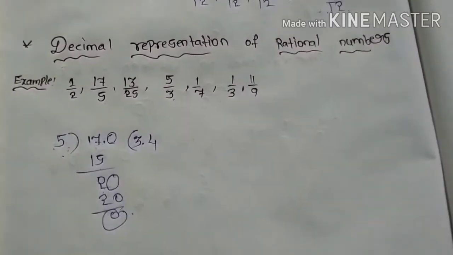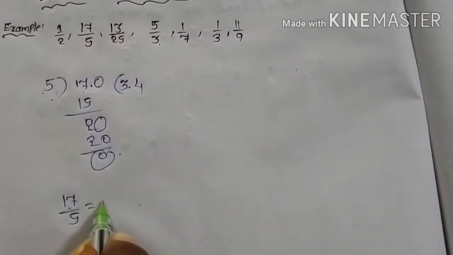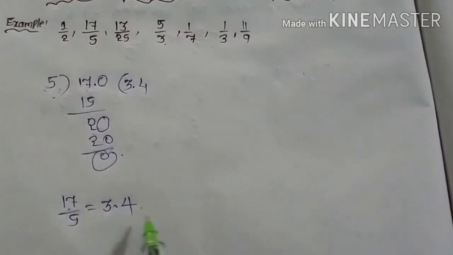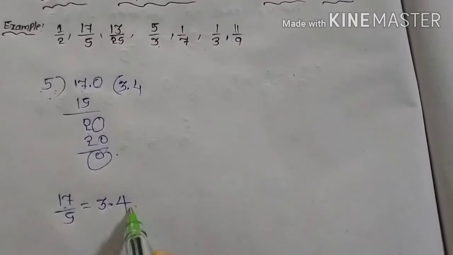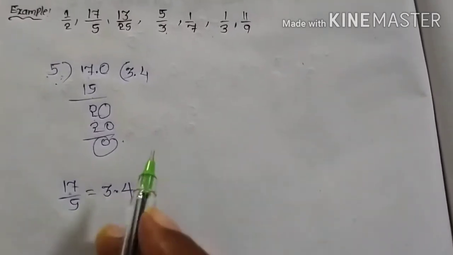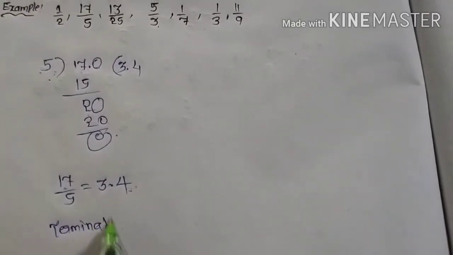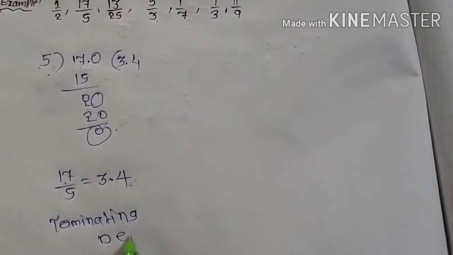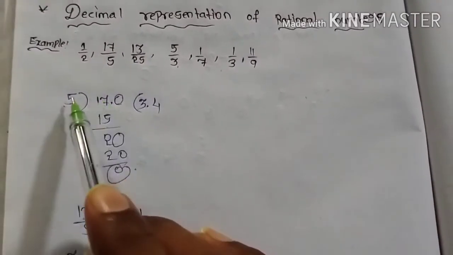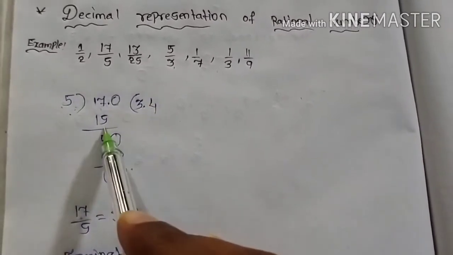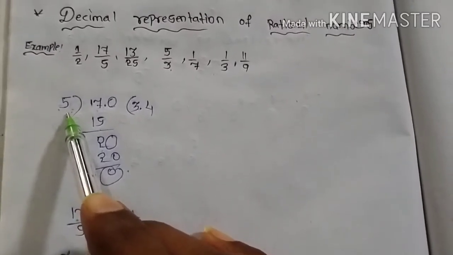Now you can see that 17 by 5 can be written as 3.4, or not? Here 0.4 is called the decimal part. This is finite or not? Yes, this is finite. So these decimals are called terminating decimals. Very easy. First divide the numerator by the denominator, then do the division process until the remainder is less than the divisor.